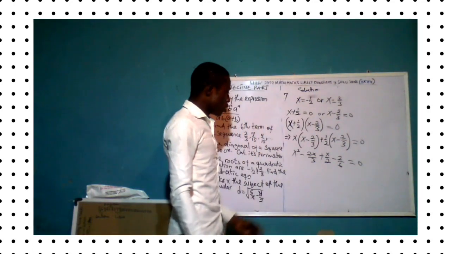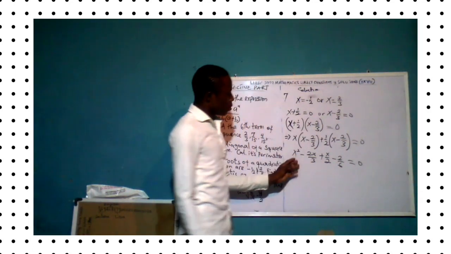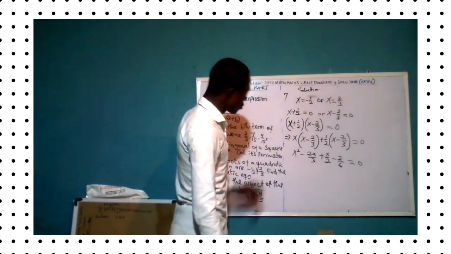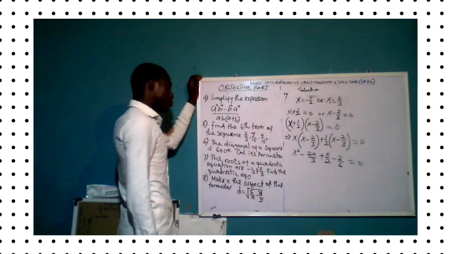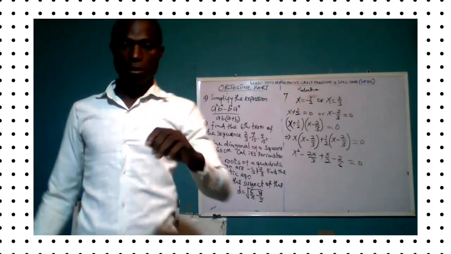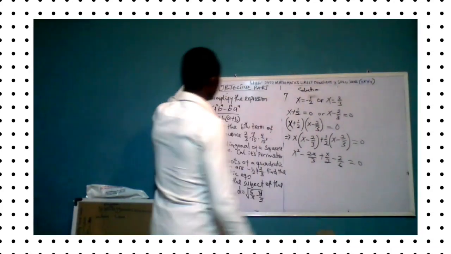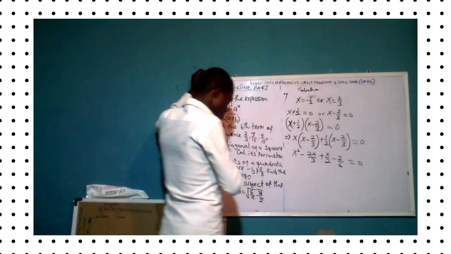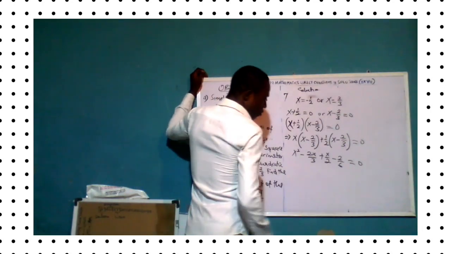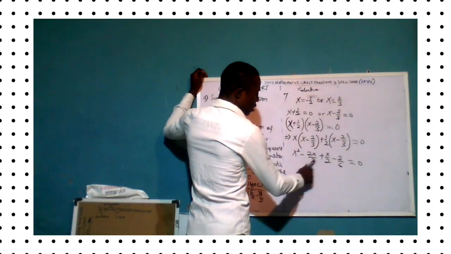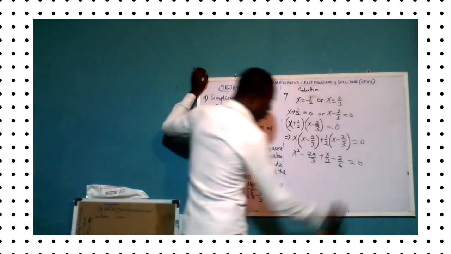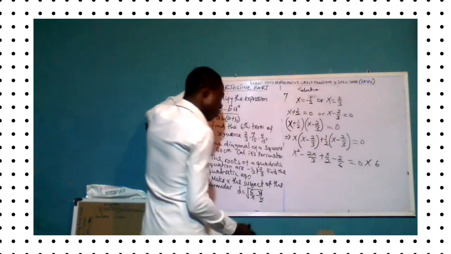Okay. Now, looking at this equation, to take care of all the fractions, look at the denominators. You have 3, you have 2, you have 6. The lowest common multiple of all the denominators is 6. Okay. Therefore, you multiply the whole equation by 6 just to take care of the fractions, right?